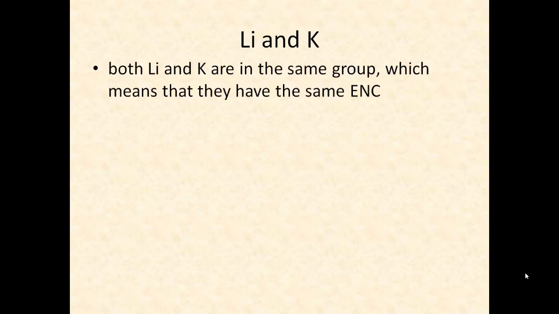So after we've identified what our property is, linked our property to force of attraction, and stated what our force of attraction is due to, then we start looking at pairs of elements. We start comparing pairs or groups of them. So in this case, I look at my lithium and my potassium. And we know that because they're both in the same group, their ENC value is the same. As we've learned in class, ENC value is the same as group number. So since they're both in group 1, they have an ENC value of 1.